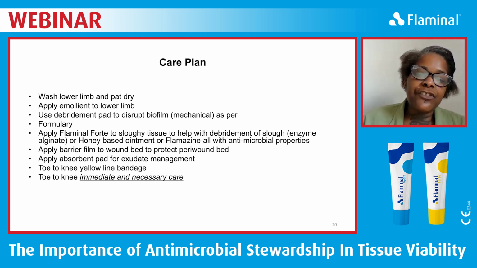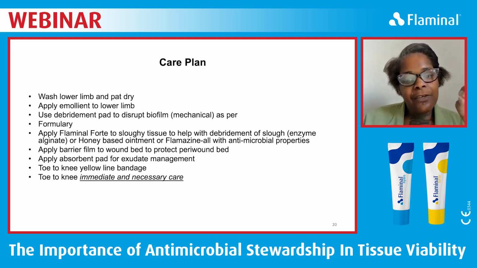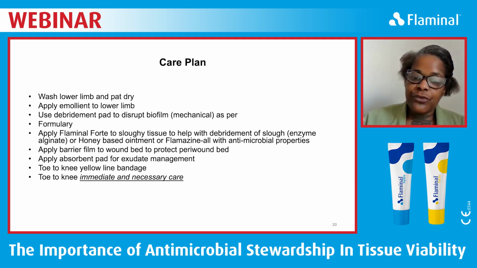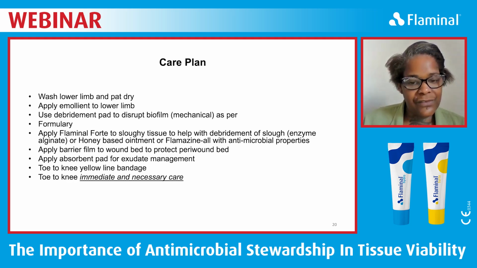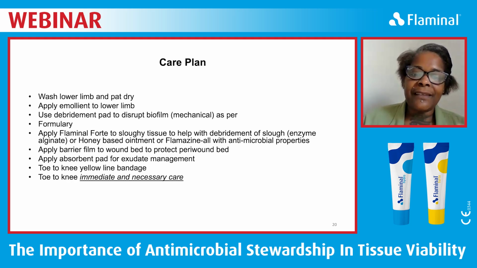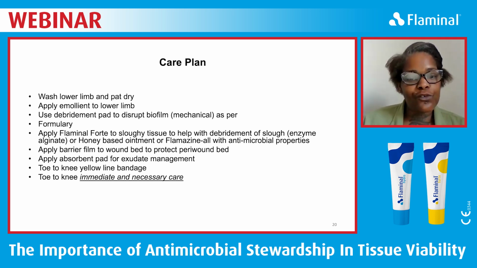You're going to apply a suitable absorbent pad based on the exudate. In order to manage the exudate levels, you would have to choose an absorbent pad that is either for mild, moderate, or heavy exudate levels. Now, we've said that there was an increased level of exudate, so we would assume that there is a moderate to heavy exudate level for this wound. Therefore, we would want to choose a suitable absorbent pad as per your formulary.